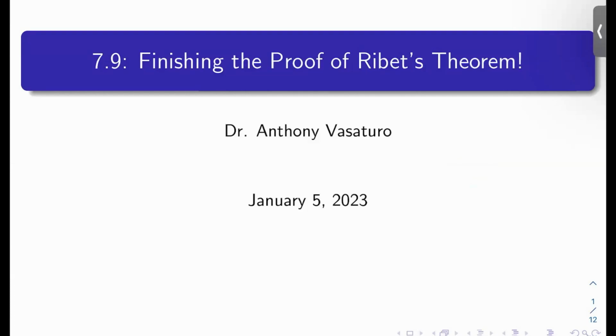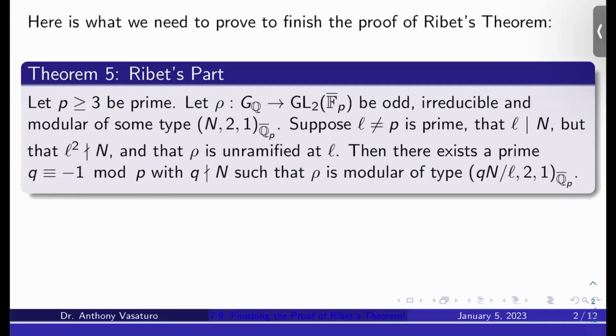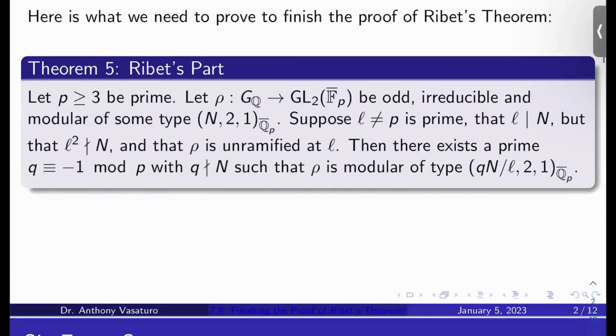We are finally going to finish the proof of Ribet's theorem today. So let's get into it. Let's recall where we're at. Here's what we need to prove to finish the proof of Ribet's theorem. So this is theorem 5, Ribet's part.